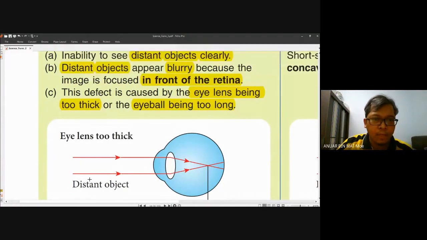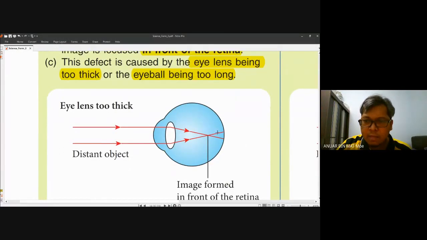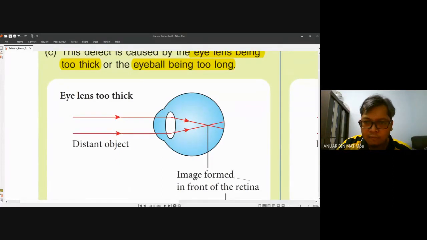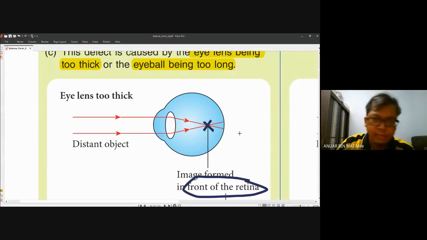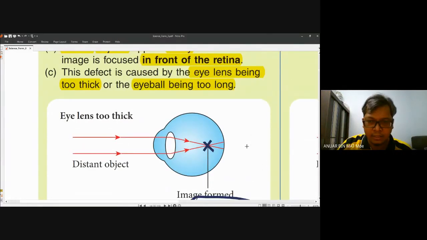Okay, and then you can see the picture here. This is the light source, the distant object, and then it goes to the cornea and then to the lens here, right? And then you can see here the image forms in front of the retina. So the person here has what we call short-sightedness. Short-sightedness means they cannot see the distant object or the distant object seems very blur. Kalau tengok jauh nampak kabur saja. This is what happens inside the eye. Okay, boleh faham ini ya?